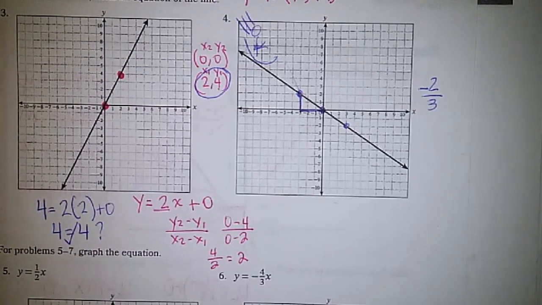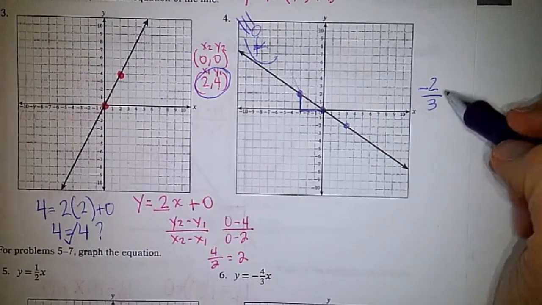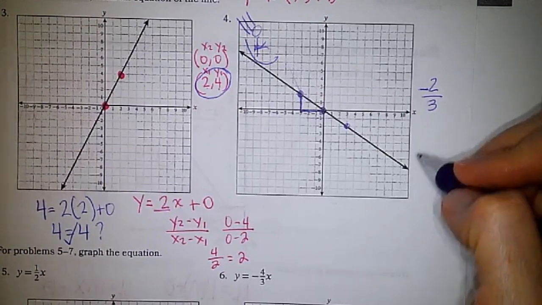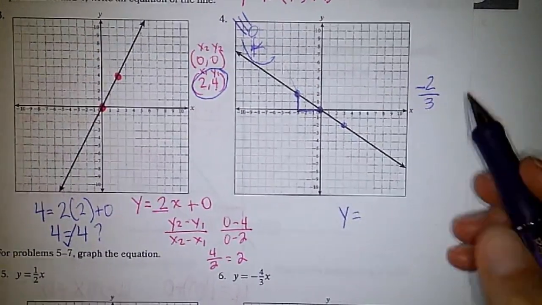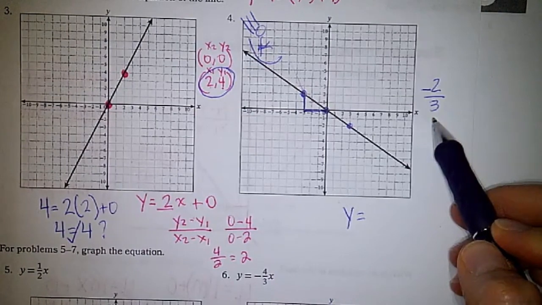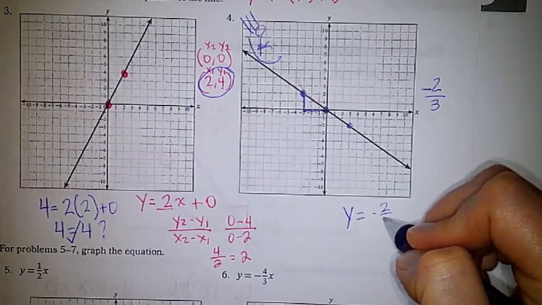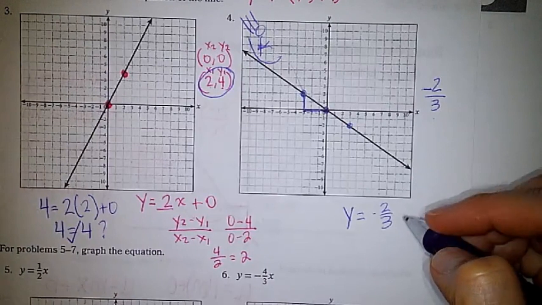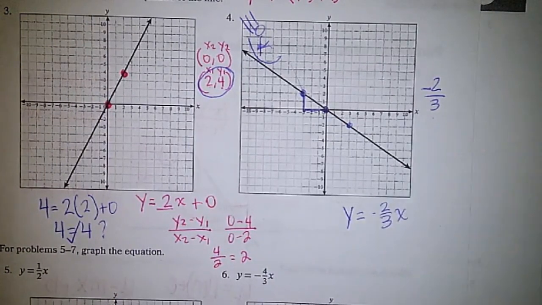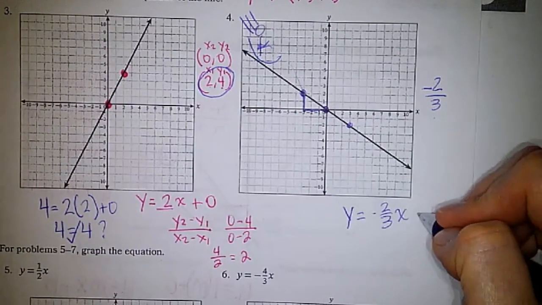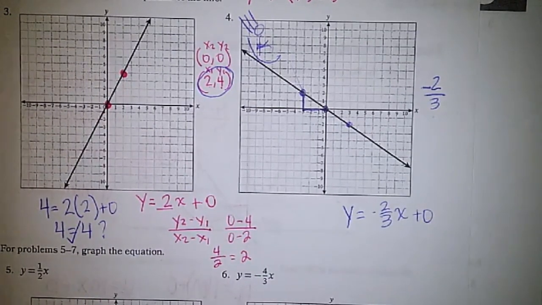Ready? Where does it cross? So y is going to equal what our slope is. What's our slope? Negative 2 over 3 times the value of x. And where's it crossing the y-axis? At 0. Does anybody have any questions about what I just did? I'm getting some eyes, so I want to make sure that we're okay. We good? Did everybody get that?